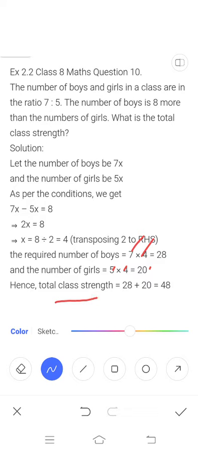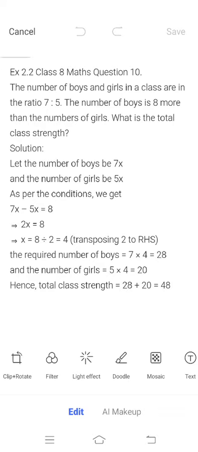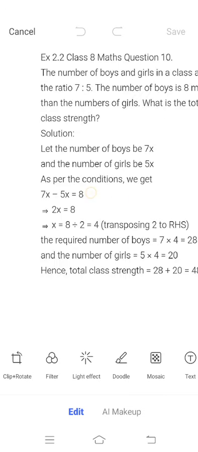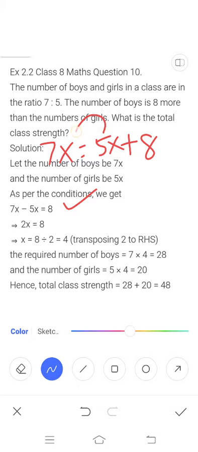So what is the total class strength? Boys plus girls. So boys is 28, girls is 20. So when we add, we will be getting 48. That's all. Okay, so we have to write the given condition as per the given statement. So as per the condition, we get 7x minus 5x is equal to 8. So you can write this directly, or what I said, 7x is equal to 5x plus 8. So when you transpose plus 5x to other side it becomes minus 5x. That's why we wrote like this.